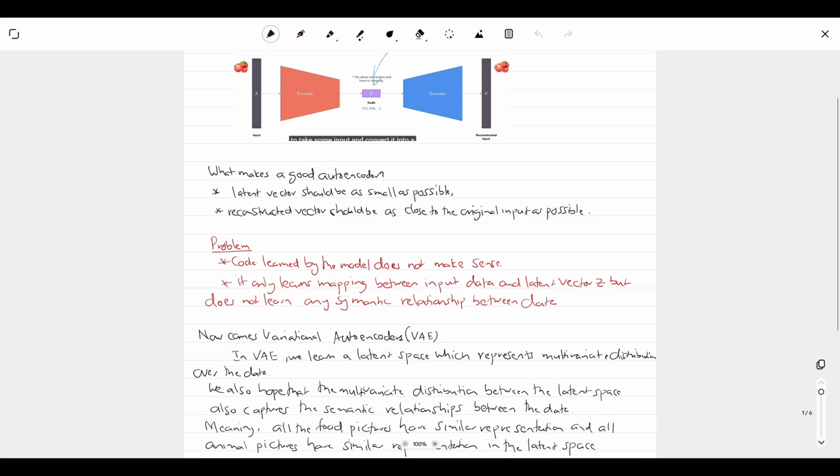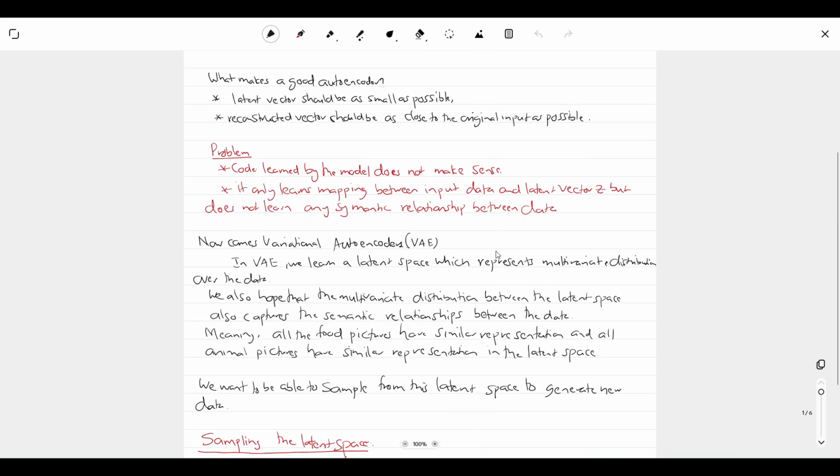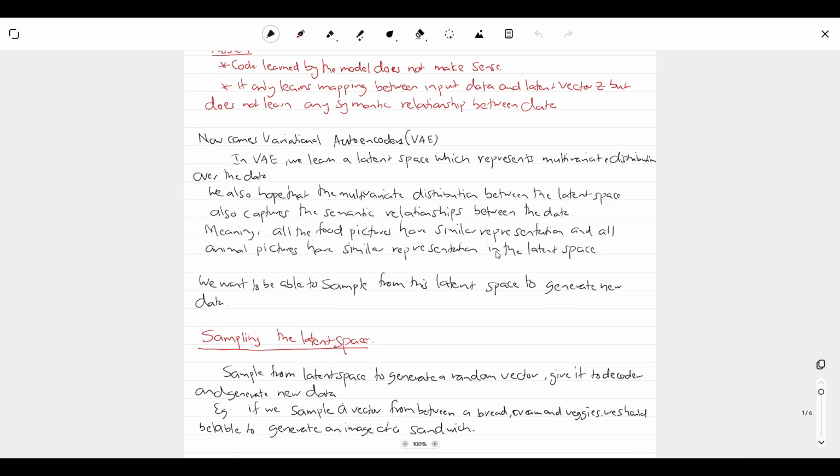So that's right. This brings us to the variational autoencoder, which solves the standard autoencoder's problem by making the latent space continuous and meaningful, which was not present in the case of standard autoencoders. So instead of having the encoder output a single fixed latent vector Z for every input X, in a VAE we learn a latent space which represents a multivariate distribution over the data.